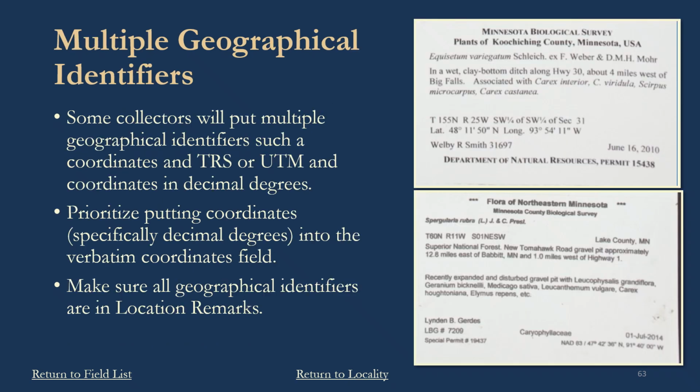Some collectors will put multiple geographical identifiers on a label, such as having coordinates and TRS, or UTM coordinates and coordinates in decimal degrees. Prioritize putting coordinates, specifically decimal degrees, into the verbatim coordinates field. However, make sure that all geographical identifiers are in location remarks.